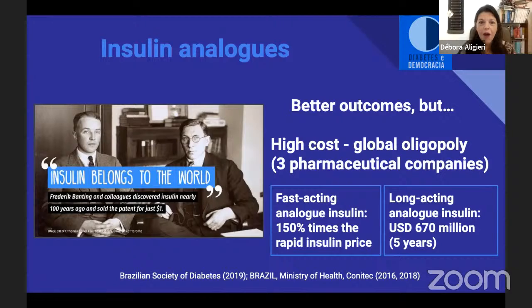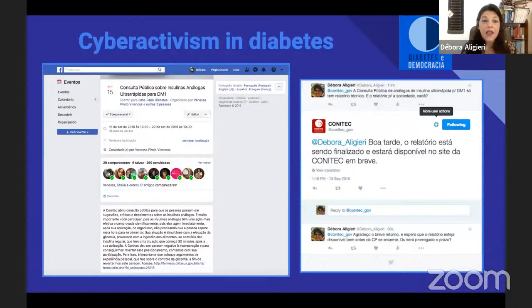So how do we fight for this incorporation in this situation? I present here the experience of cyber activism in diabetes. When we talk about cyber activism, we are talking about hybrid actions, online and offline, of people or groups of people, organized or not, seeking social transformation, in this case for health rights. So cyber activism in diabetes relates to people with diabetes fighting for their rights, for our right to health.